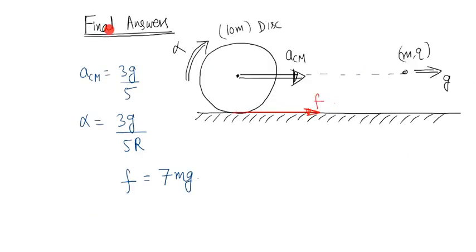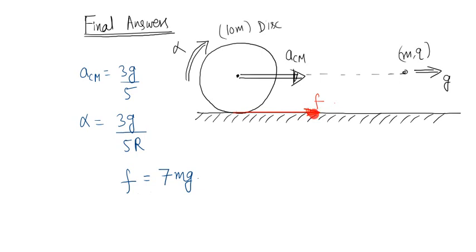So finally I can write my final result, and I have written all my final result here. So ACM is towards right, which is 3g by 5. Alpha is in the clockwise direction, and it is equal to 3g by 5r. And the force of friction is towards right, which is equal to 7 mg.